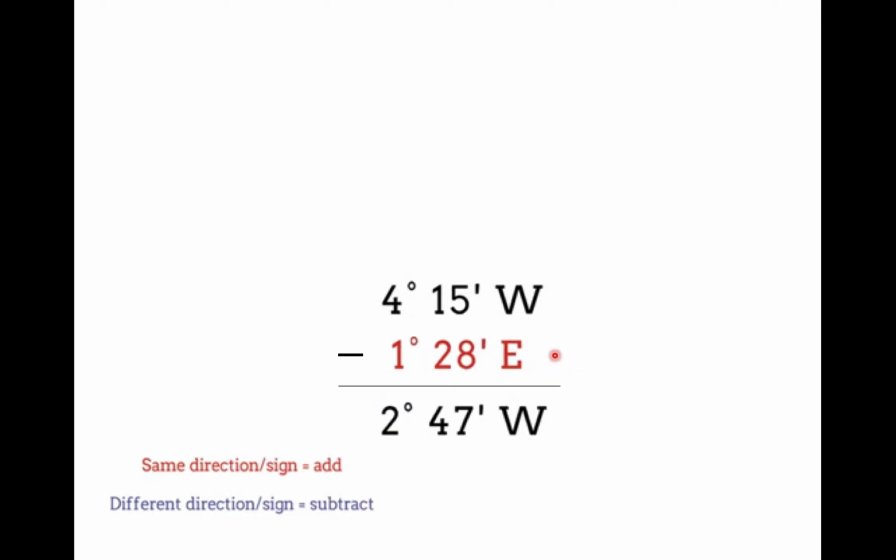How do you solve this one? First solve in the minutes area. In this case, 15 is smaller than 28. So what are you going to do? You will have to borrow from 4. You will get 1 degree from the 4 and add it to 15. So 1 degree, let's add it to the minutes. It will become 60 plus 15 minutes.